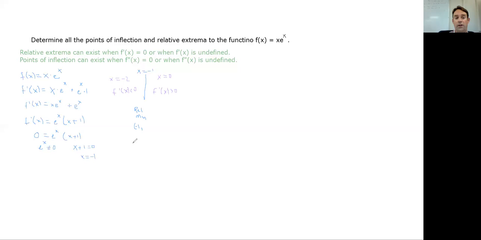I just need to know the y value for that. So let's go figure that out real quickly. What is the y value for that relative minimum? So I have -1 times e to the -1. So that y value is -1 over e.